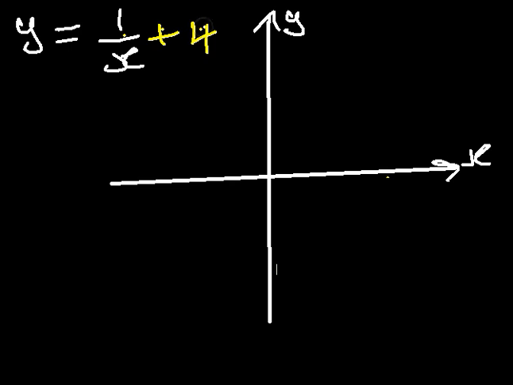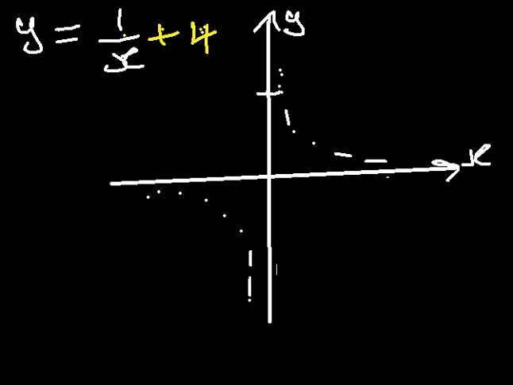Since this 4 is along here, it is the translation determinant along the y-axis, which means the graph has to shift upwards. So we have the basic graph of the reciprocal function, which is given as this. That is the basic graph you should know. Then the graph we are looking for is the one that is shifted 4 steps up.